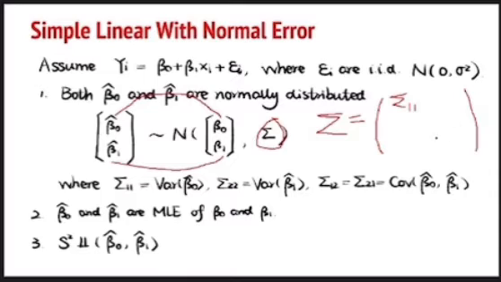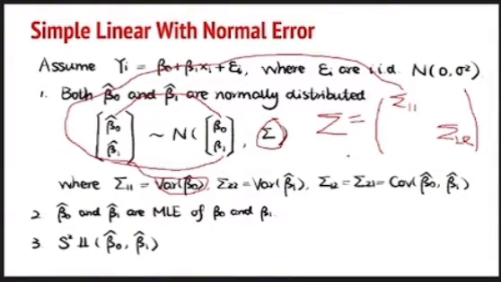Then I'm talking about the diagonal element now. Then that 2 is going to be called the variance of beta 1. So take a look at this. This is the variance of beta naught cap. This is the variance of beta 1 cap. Why in the off diagonal?